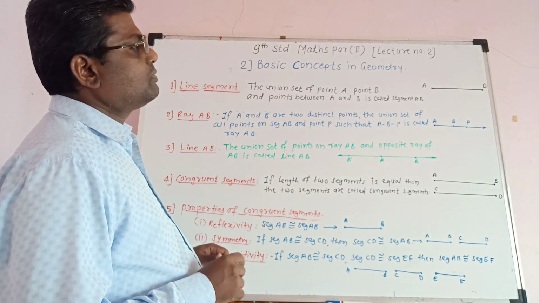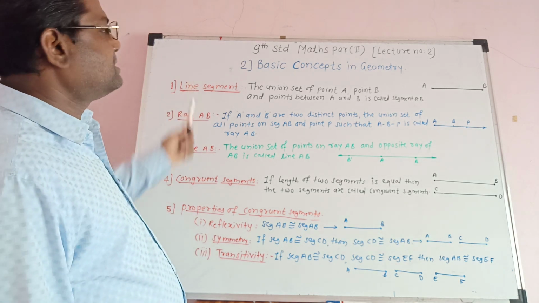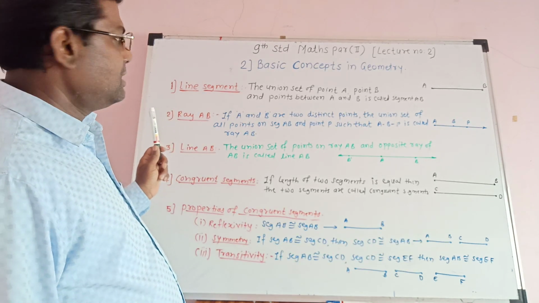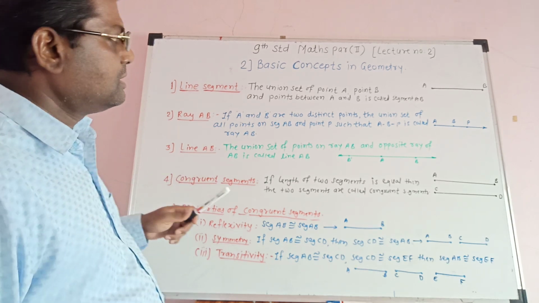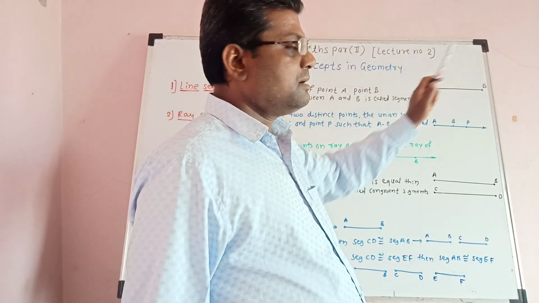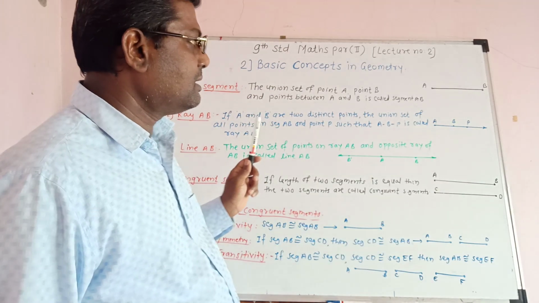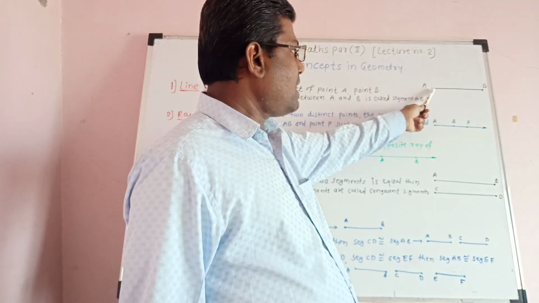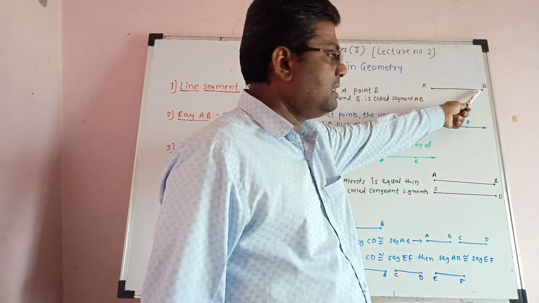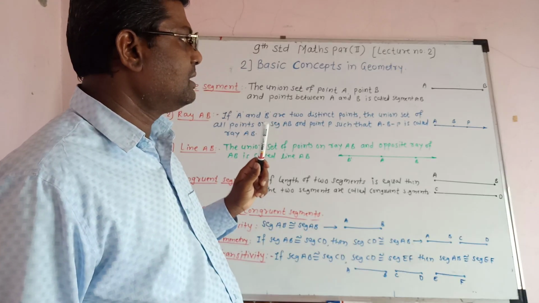This concept we are going to use here to define some basic terms in geometry, and the first term is a line segment. This is a line segment AB. So what is meant by segment AB? It is the union set of the point A, point B and all the points between A and B.